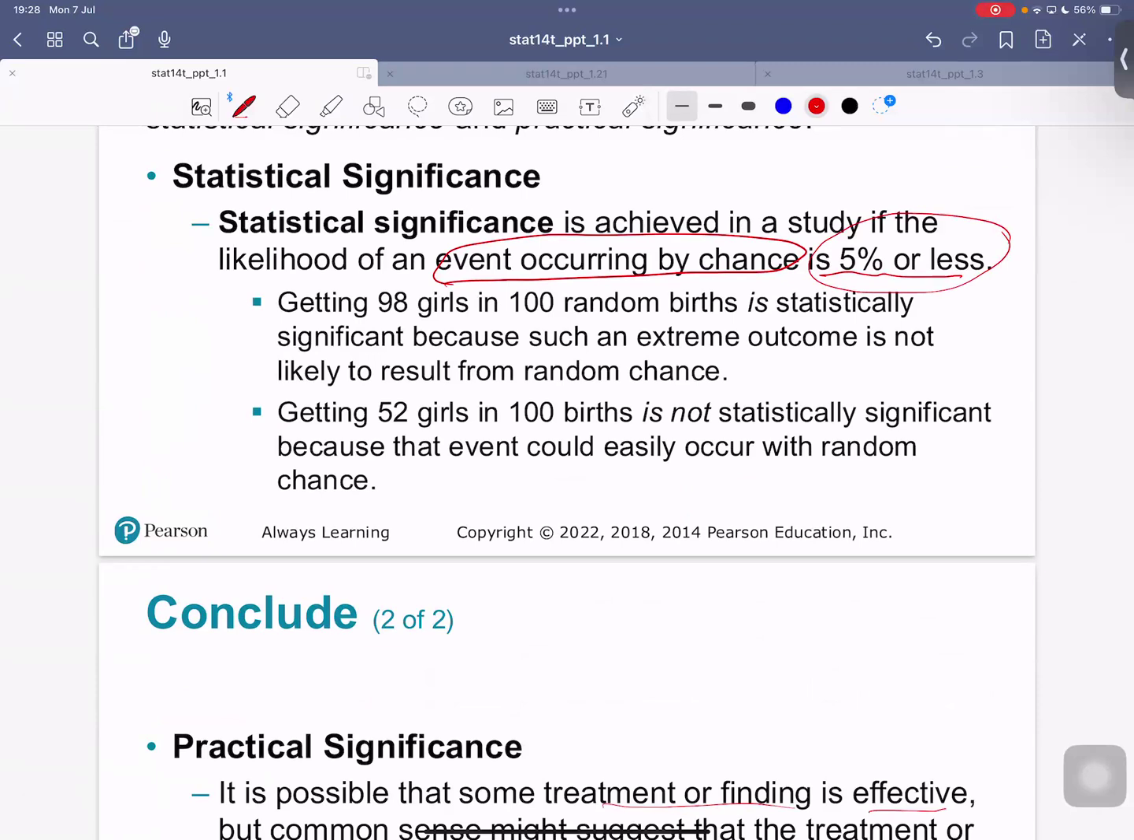I see. Wait, I think I found the answer. That is not likely to occur by chance, right? That means the event occurring by chance is 0%. Of course, it's less than 5%.